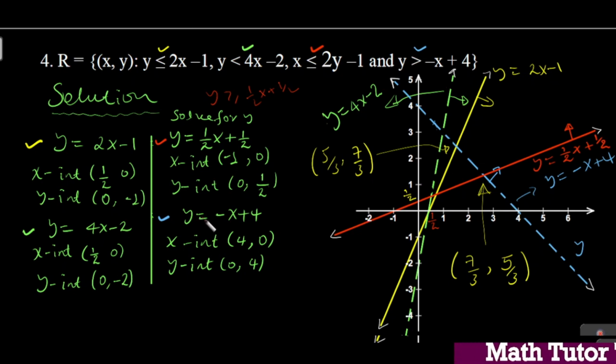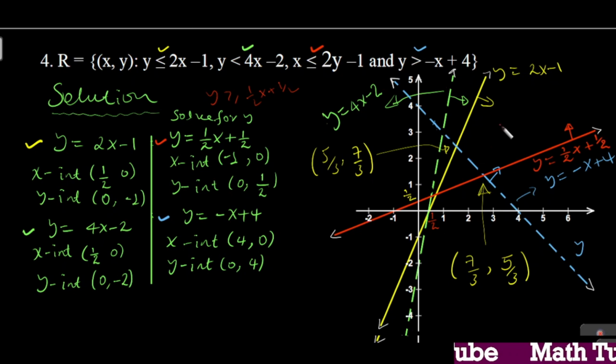The fourth one is y equals minus x plus 4. The x-intercept is (4, 0) and the y-intercept is (0, 4). 4 is here on the x-axis, and the value of y is here, (0, 4). So when we connect these 2 points, we get this line, and this line is broken. Why did I make it broken? Because it has no equal sign. So we make a broken line, and we shade above the line because the inequality is greater than.